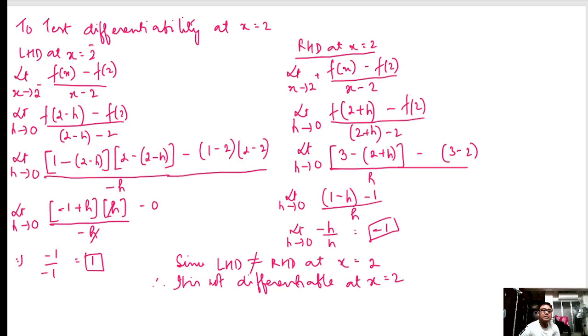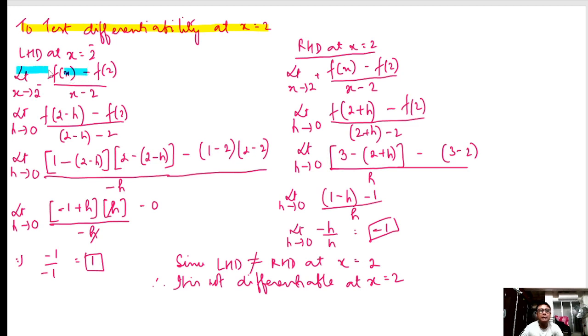So let us test this function. First we tested the differentiability at x equal to 1. Now we will test the differentiability at x equal to 2. So let us write down the differentiability part.